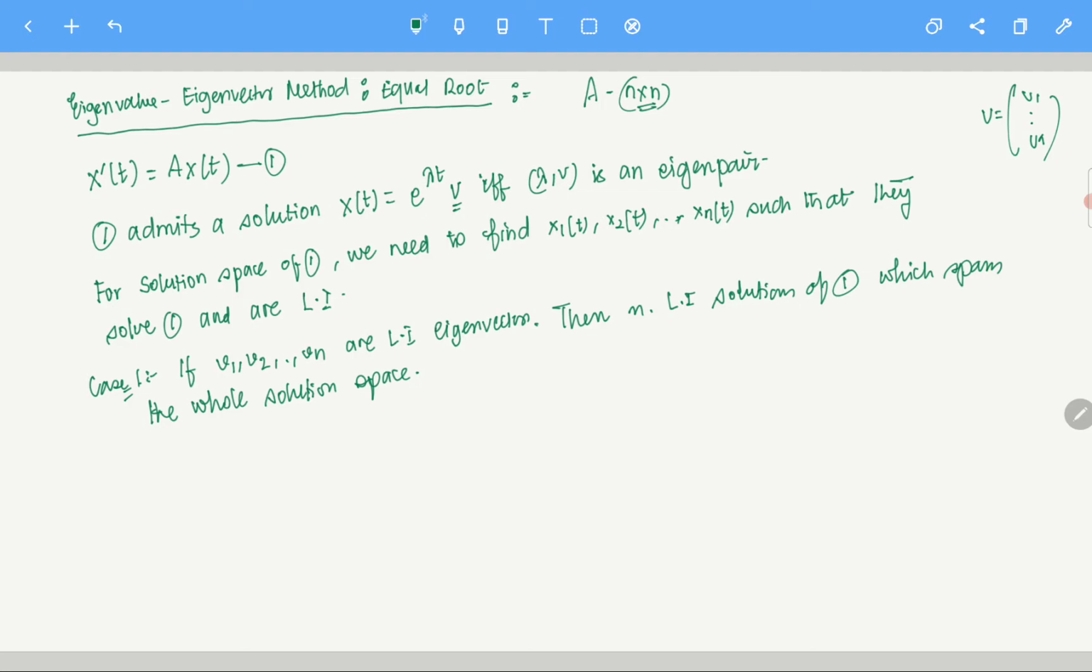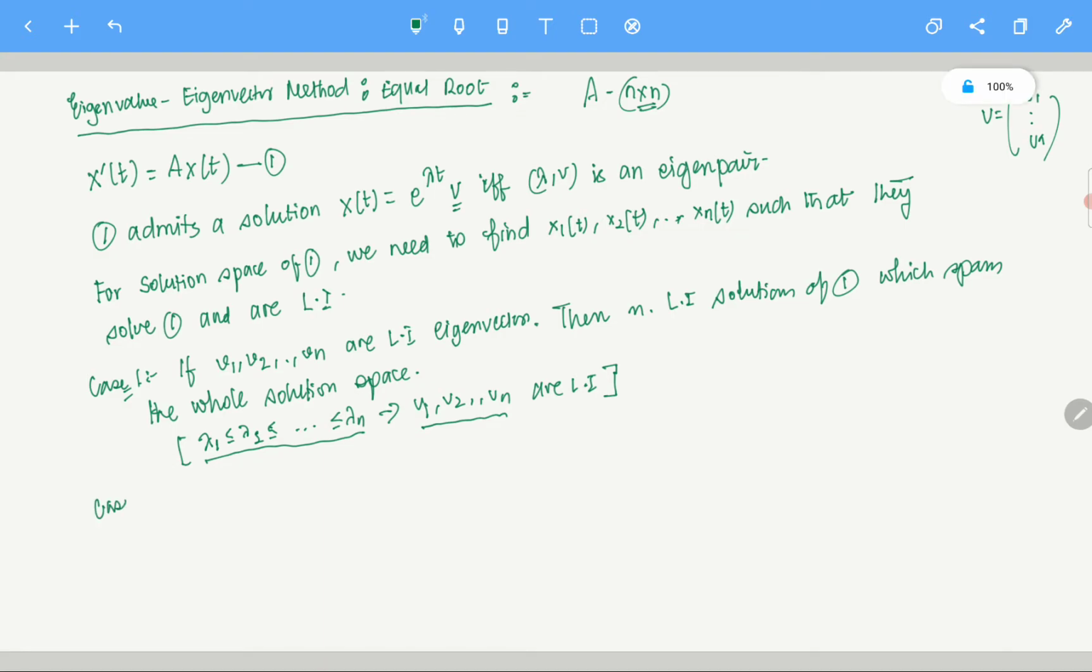I think it is clear now what I am trying to say here. Let us assume that you have eigenvalues lambda 1 to lambda n, they may be repeated or they may be distinct, for which you have corresponding eigenvectors v1, v2, vn, which are linearly independent. In that case you can just write x1, x2, xn to be e power lambda 1 t v1, e power lambda 2 t v2, like that, and you can show that they are linearly independent and span the whole solution space. You are done, right?